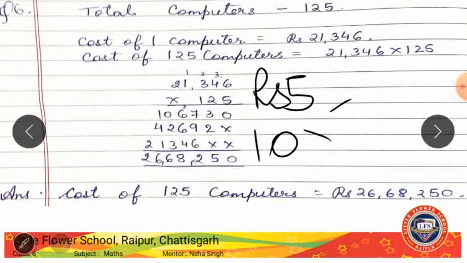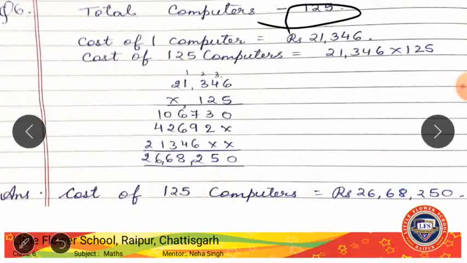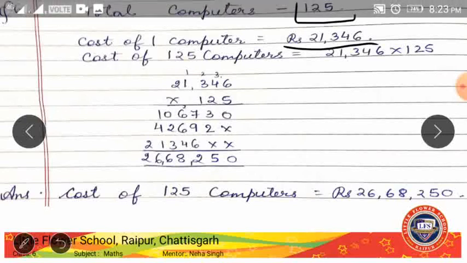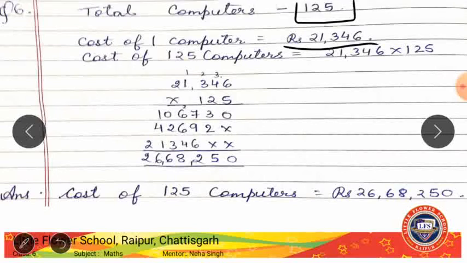right? Similarly, one computer's cost I know here. One computer's cost is rupees 21,346. How many total computers we need to buy? 125, right? So we'll multiply and we can get the total cost of the 125 computers. Okay.